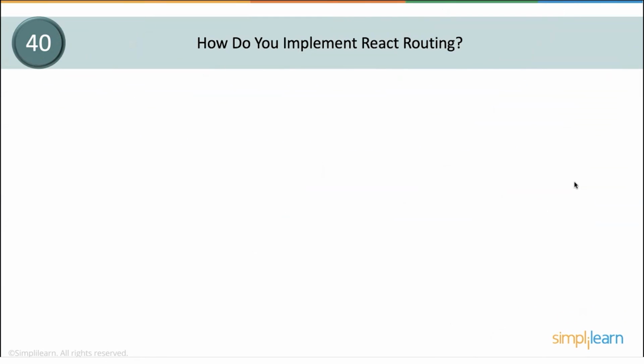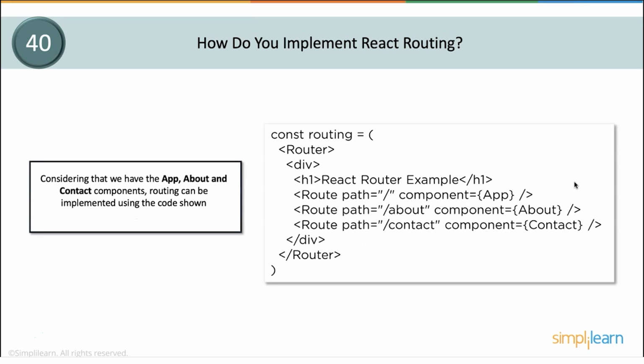Going ahead, how do you implement React routing? To implement React routing, it also comes with inbuilt React modules, and that particular module needs to be imported. Here we define the routes by offering the route path, where the left hand side is the name and the right hand side is the component which you would like to deliver. That's how you define it.